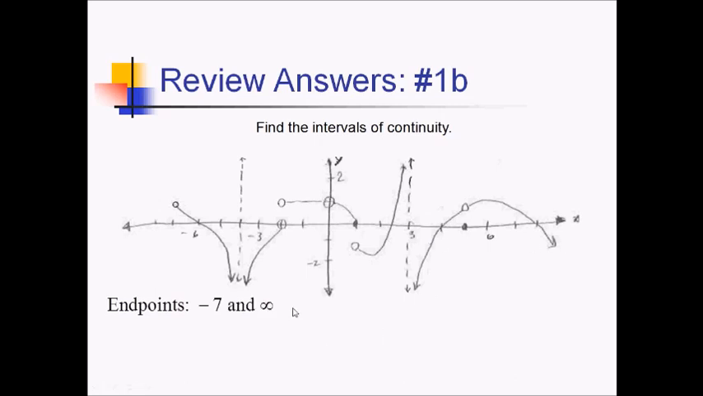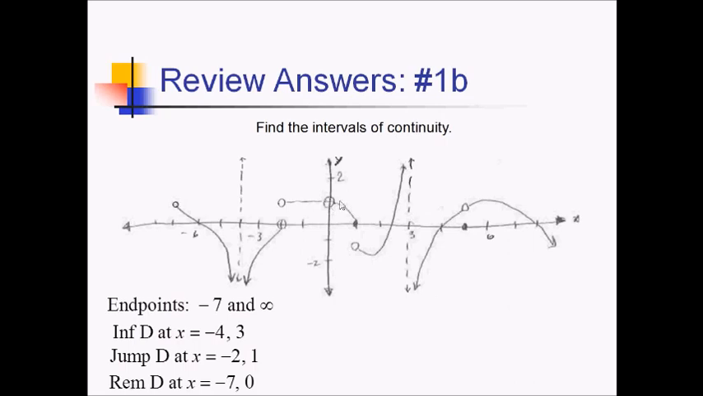And now for other discontinuities, I'm going to start with the infinite discontinuities. So we've got an asymptote at x equals -4, and also another one over here at 3. We have some jumps going on. We have a jump at -2 and another one at 1. And we've also got some removable discontinuities. We've got one actually at the endpoint here at -7, and over here at 0, and also over here at x equals 5. So let's go through and write our intervals now.